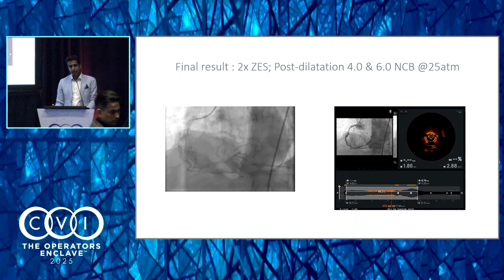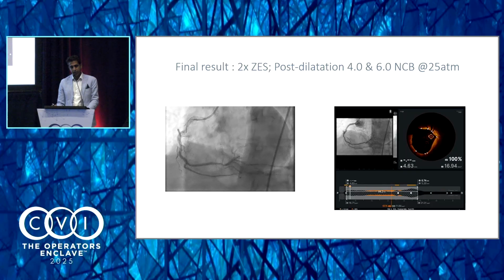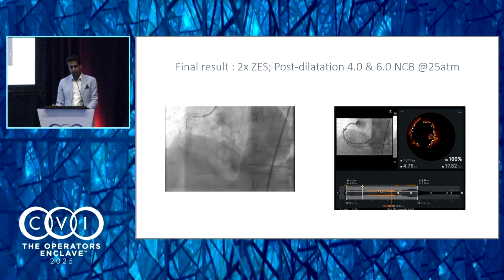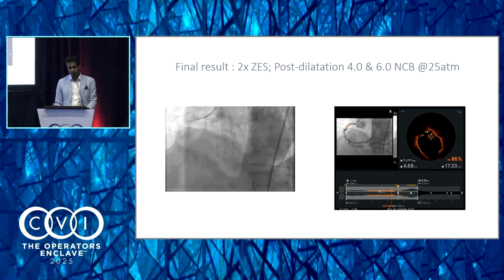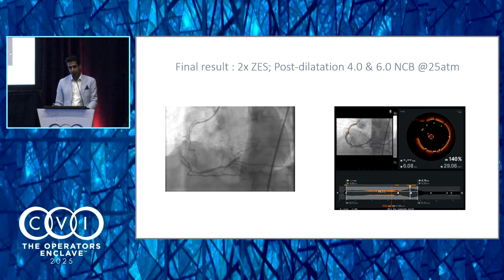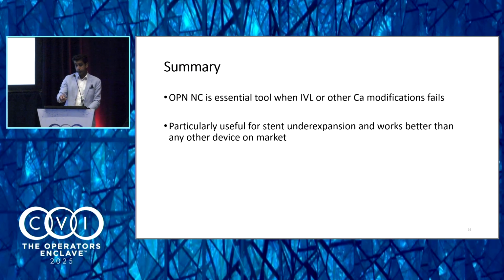And in fact, what you see is they put 2 drug-eluting stents. They post-dilated up to, actually, a 6.0, and you can see the OCT run. The areas are still quite acceptable. There is some underexpansion up to around 60%, but those areas are quite good, and the operator was fairly satisfied.